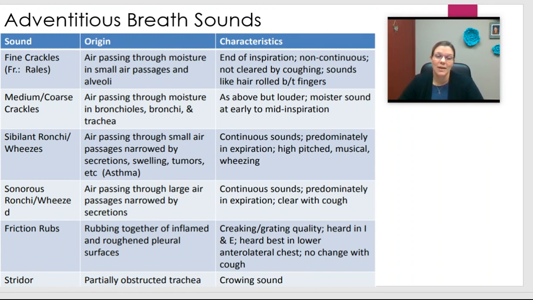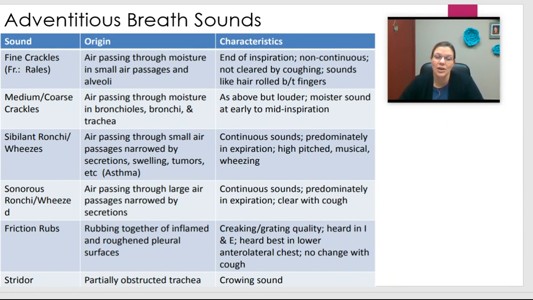Medium or coarse crackles would be air passing through moisture in bronchioles. It's the same as above, but it just gets louder, has a moister sound, and you might hear it at early to mid inspiration. Next, you have rhonchi or wheezes, and that would be air passing through small air passages narrowed by secretion, swelling, tumors, asthma. These are continuous sounds and oftentimes heard on expiration. They are high-pitched, musical, and wheezing.